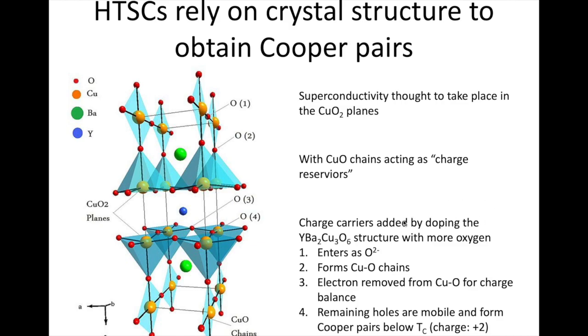So back to this. We get these charge carriers by doping the structure with more oxygen. And so it enters as an anion, so O2 minus. It forms those chains, so the CuO chain, up here. And then the electrons are removed from those, for charge balance. And then it has a remaining hole, and these holes are mobile. And so that's what actually forms the Cooper pairs below the critical temperature. And so in this case, instead of Cooper pairs of electrons, we're actually talking about Cooper pairs of electron holes. So that's kind of what is different.